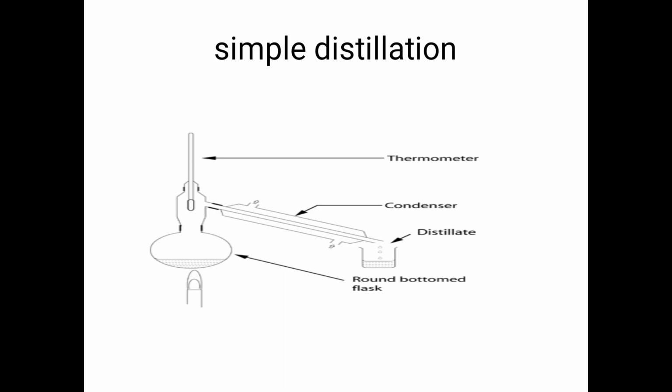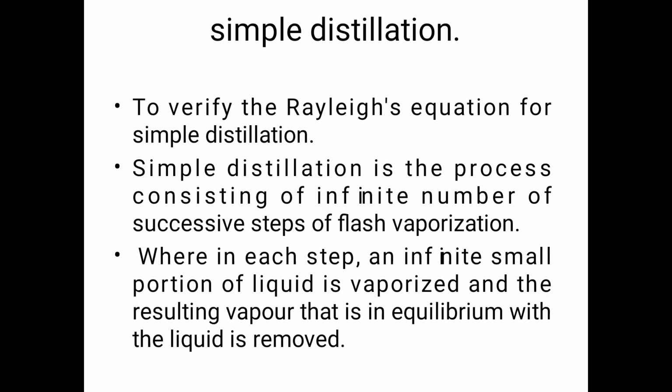and in the bottom of the condenser were collected as a product, as distillate, and the remaining process is kept in the bottom round bottom flask, that is named residue, which contains less volatile component. The distillate contains more volatile component. This is the simple distillation process. It is majorly used for laboratory purpose. It is a batch operation process.